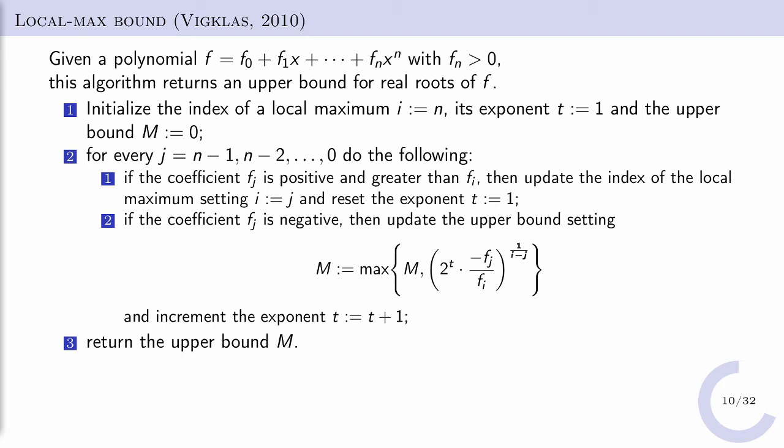Instead of presenting a proof of the correctness of this algorithm, which is quite straightforward, let me do one example. So I will take the following polynomial, say 10x^5 minus 4x^4 plus, let's say, 12x^3 minus 6x^2 plus x minus, say, 5. So how does this local max work?